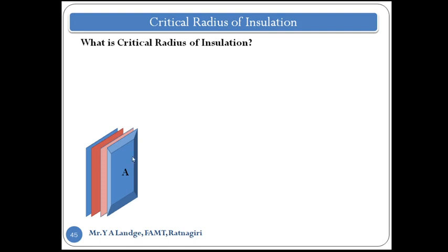Now look at the area. In the flat plate the area is the same. Is it true for the cylindrical one? Let's check it by the diagram. From that you can easily understand the concept behind what the critical radius is and why we need to find the critical radius of insulation when wrapping anything. So this is a rectangular plate with different layers of insulation.